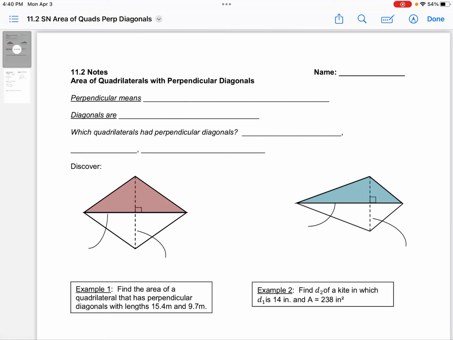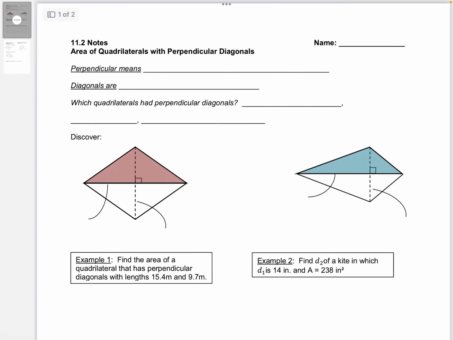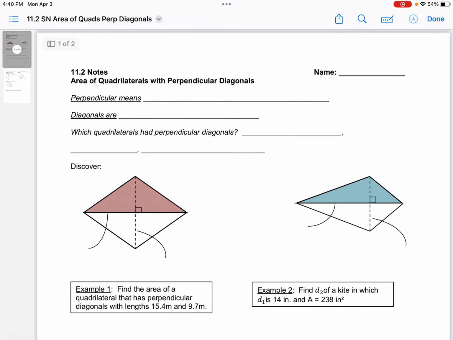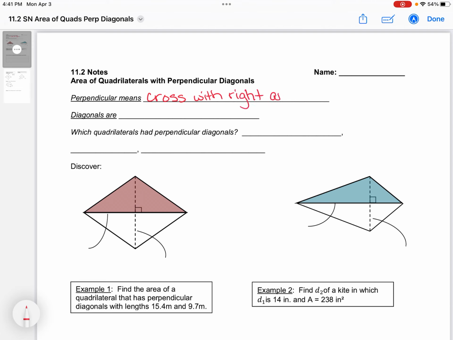All right, so there's a few things to remember when we're doing area of quadrilaterals with perpendicular diagonals. First of all, perpendicular means cross with right angles. So when we're talking about two lines that are perpendicular, there's a right angle.